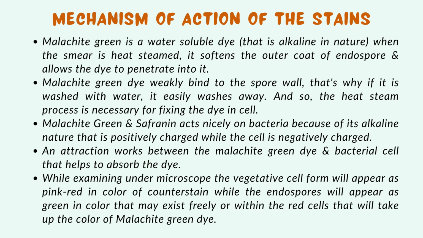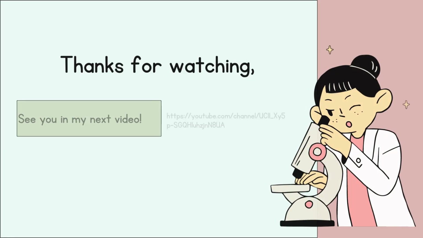Malachite green and safranin act nicely on bacteria because of their alkaline nature, that is, they are positively charged while the cell is negatively charged. An attraction works between the dye and the bacterial cell that helps to absorb the dye. While examining under the microscope, the vegetative cell form will appear pink-red in the color of the counter stain, while the endospore will appear green in color, which may exist freely or within the red cells, and will take up the color of the malachite green dye.